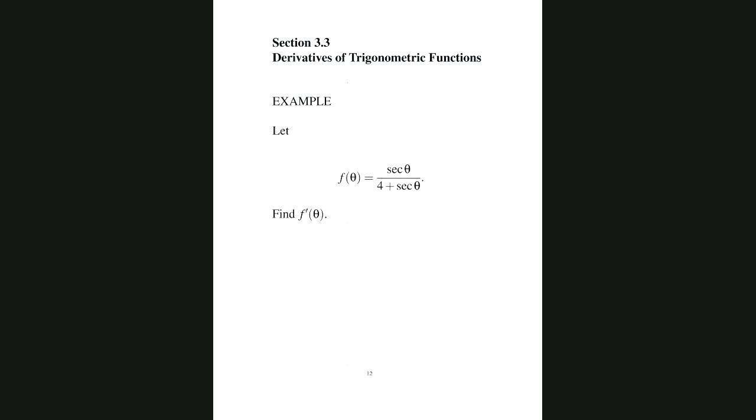Okay, so we have this function f of theta equal to the secant of theta over 4 plus the secant of theta. And we want to find f prime of theta, its derivative. So again, we're going to have to use the quotient rule here. But it's going to require us, of course, to figure out what the derivative of the secant is. All right, so let's go ahead and start the problem off.